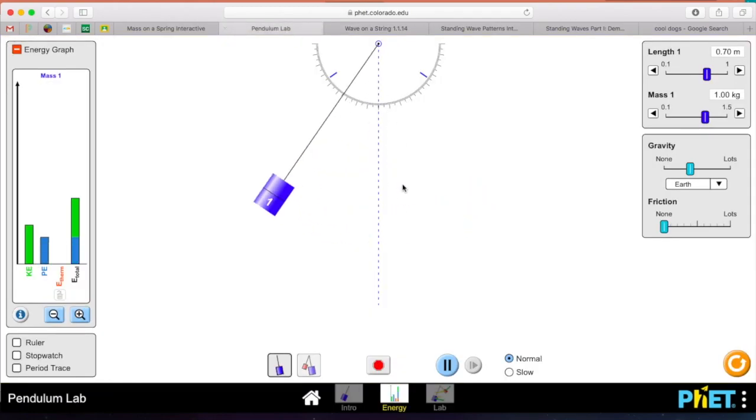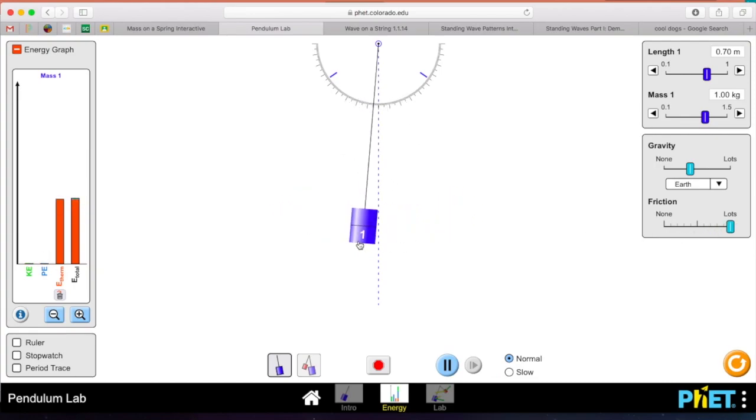The pendulum, that's still swinging. If I turn on friction, energy will start to dissipate out of the system as thermal energy, as heat, and eventually I'm going to see the pendulum do what? It's just going to hang straight down and come to rest at its equilibrium position.